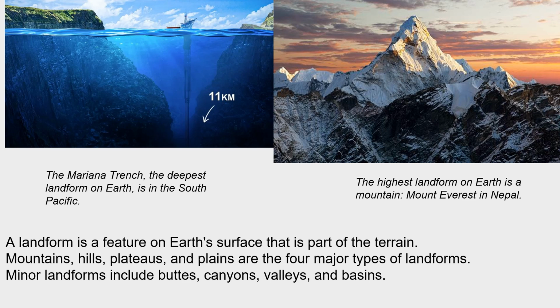A landform is a feature. What's a landform? We have been talking about landforms, right? A landform is a feature on Earth's surface that is a part of a terrain. Mountains, hills, plateaus and plains are four major types of landforms. Minor landforms include buttes, canyons, valleys and basins.